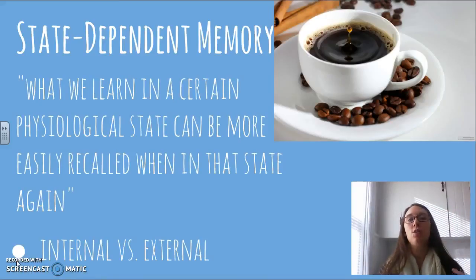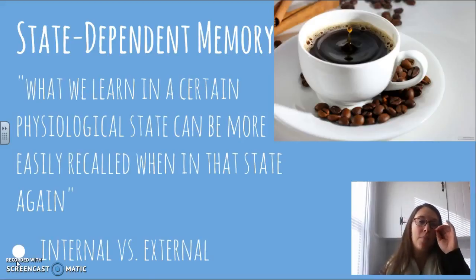Our internal physiological or emotional state can also serve as a retrieval cue. There's something called state-dependent memory, which is defined as this phenomenon where what we learn in a certain physiological, biological, bodily state can oftentimes be more easily recalled when we're in that state again. One example: information you acquire while slightly caffeinated, you'll have a tendency to recall best when you're again slightly caffeinated in the future.